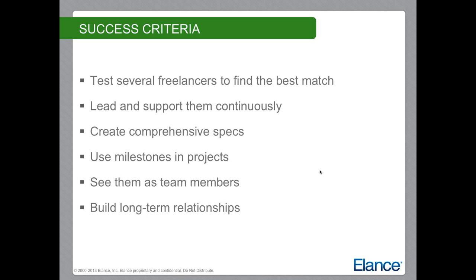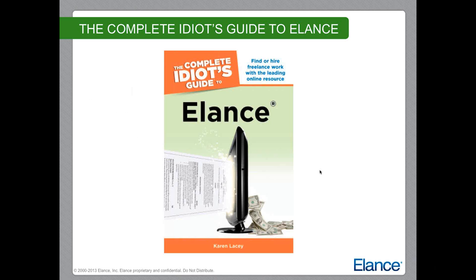There are so many people on our platform that love this way of working. There's a lady in the US called Karen Lacey who wrote a book called The Complete Idiot's Guide to Elance. So if this presentation was not enough about the steps of creating success, you should go to Amazon.com and buy this book for, I think, $10 or so, and study every single step on how to gain success, either as a freelancer or as a client.